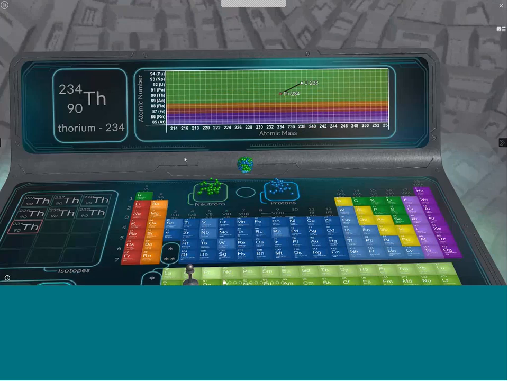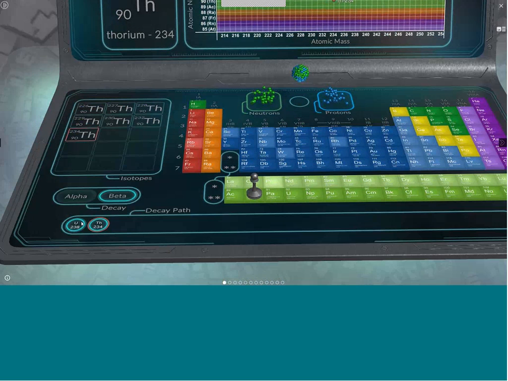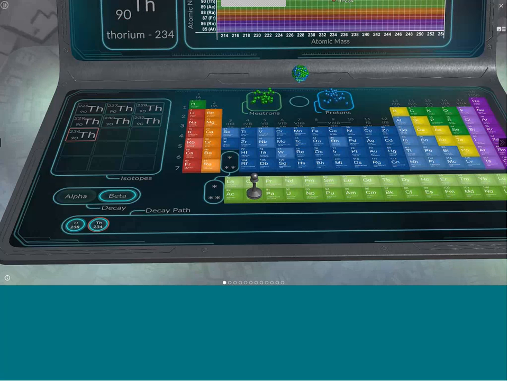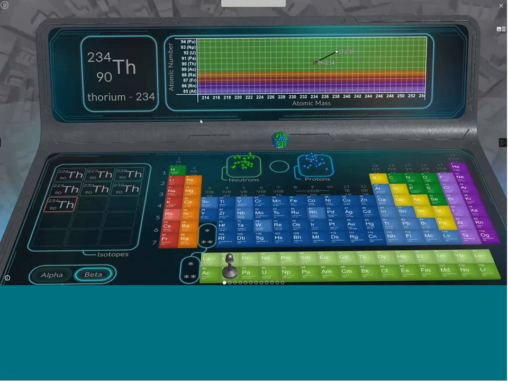We're now thorium. If I look down here, we are also showing the decay path. These little circles show us the states that we've stepped through. So we started out as uranium, and then we went to thorium. And you can see down here on the periodic table, our game piece is moving to indicate to the student that you've changed your position on the periodic table. Okay, so now we're thorium-234.